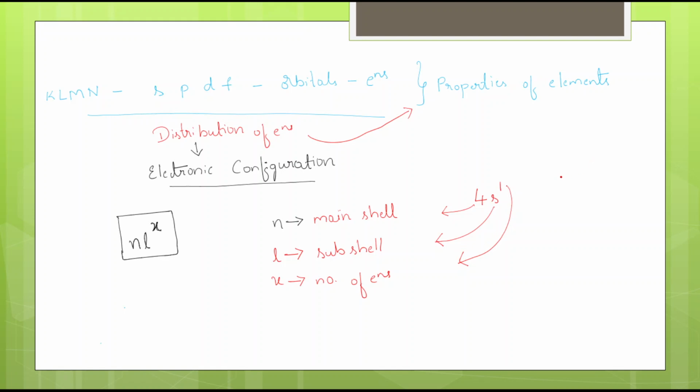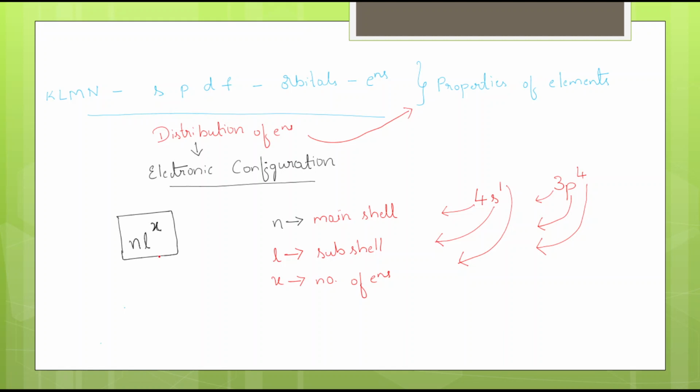We have one more example. We write it as 3p4. So 3 indicates the main shell, p is the subshell, and 4 electrons are present in this subshell. Clear?